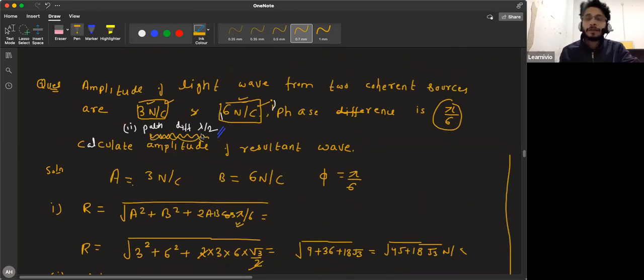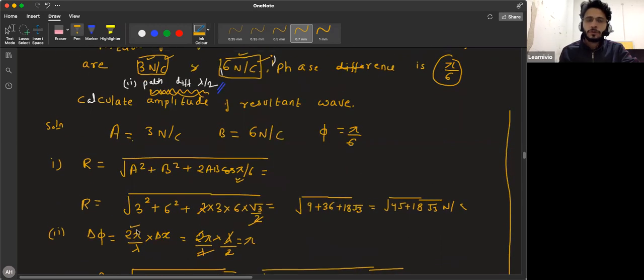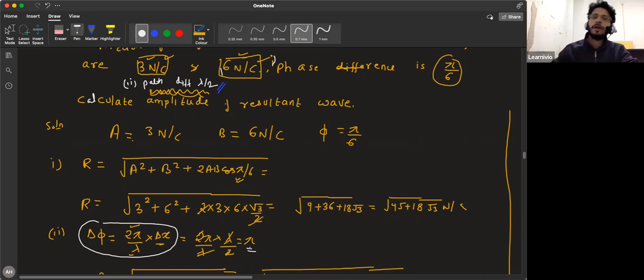In the second part, instead of phase difference, path difference is given. So what you will do, you will first calculate the phase difference. How will you calculate the phase difference? Phase difference is 2 pi by lambda into path difference. This relation we did when we were revising basics of wave mechanics. So delta phi is 2 pi by lambda into path difference. Path difference is lambda by 2. When you substitute the values, your phase difference comes out to be pi.